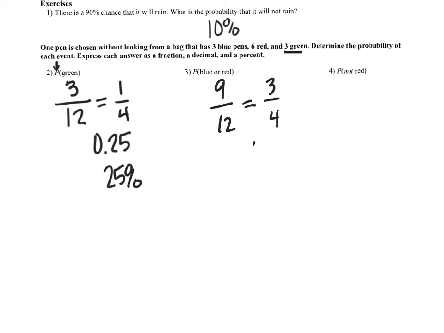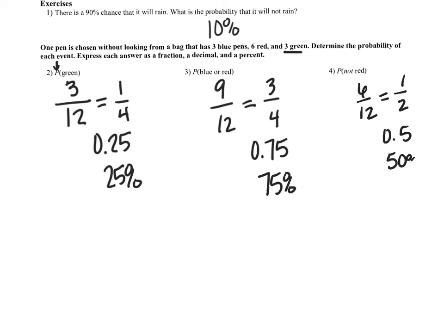3/4 written as a decimal is 0.75, or 75%. Okay, here's where we get into that other one. Probability of not red. So that means everything else but red. 6 out of 12, which reduces to 1/2, which is 0.5 or 50%. Look, it's pretty simple, right? Take what you want out of the total that you have.